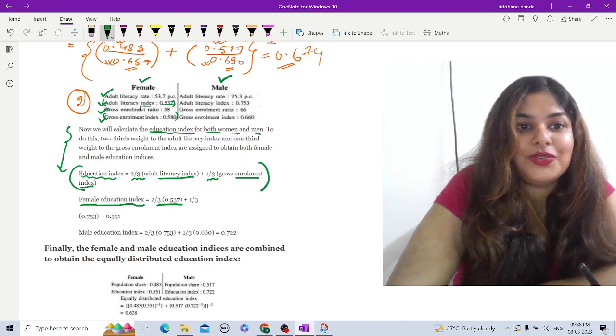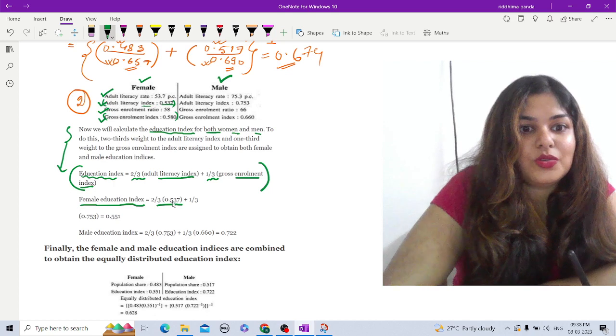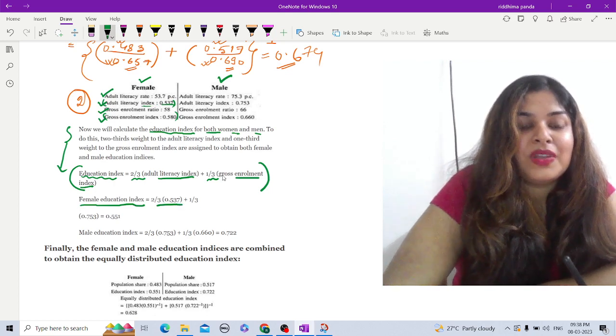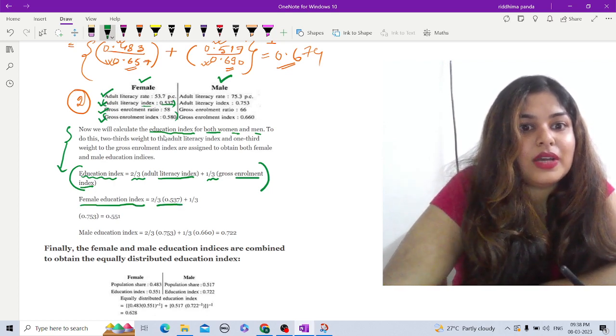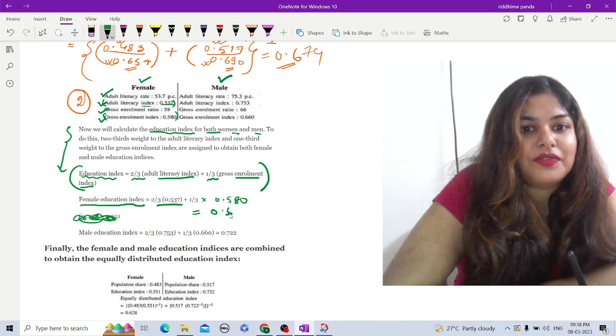2/3 of the weightage is given to the adult literacy index, that is 0.537. So we have 2/3 into 0.537 plus 1/3 of the gross enrollment ratio, and the gross enrollment ratio here is 0.580, right? So this is 1/3 into 0.580, okay? Yes. So the answer is 0.551.